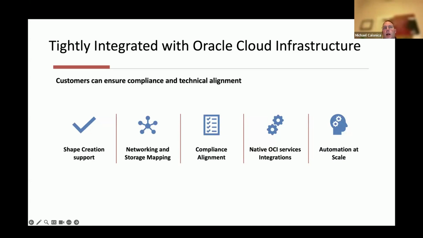Well, let's start with shape creation support. So RackWare helps with the automated VM shape generation, aligns to the migrated workloads within the OCI instance catalog. This helps eliminate manual sizing as well as accelerates provisioning. And ultimately, this ensures you can land on a cost-optimized, high-performance OCI infrastructure immediately.